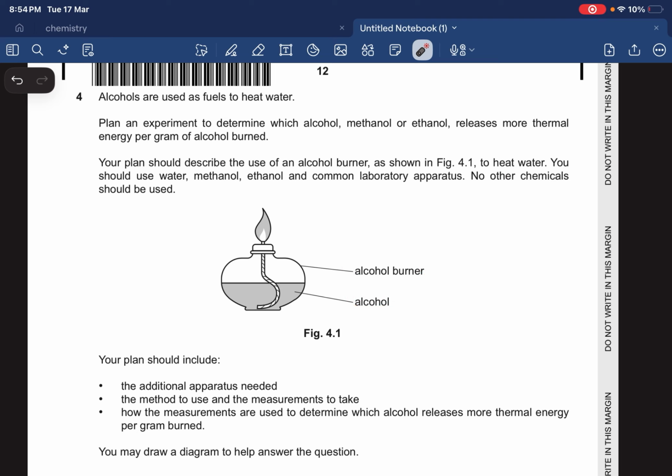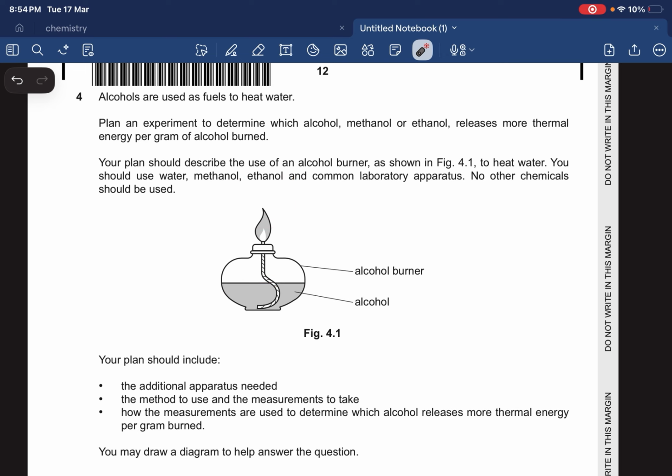So we're going to heat water, and then we're going to see how much the temperature of the water increased. First, we're going to take an equal amount of ethanol, then an equal amount of methanol, and heat water with each. The water with the greater temperature increase is definitely going to have released more thermal energy.